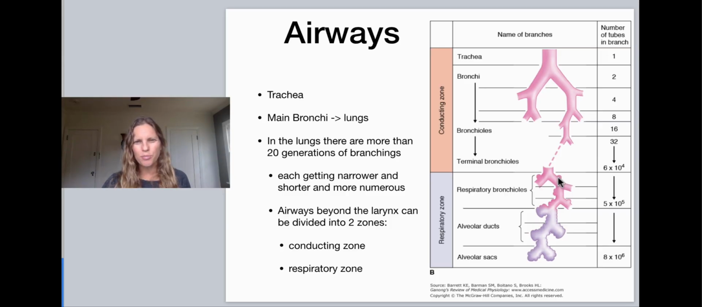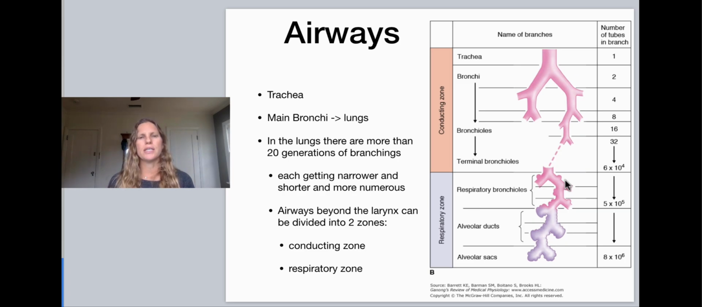And you notice these little blips here. The respiratory bronchioles are the first site where we're starting to see some alveoli begin to appear. You see them kind of like pouching off of here.